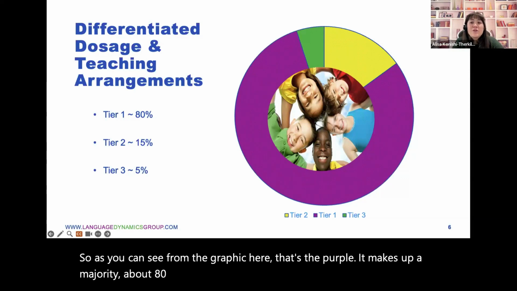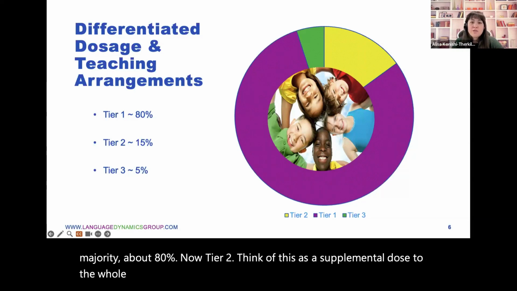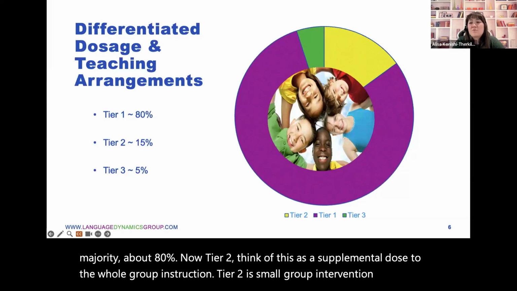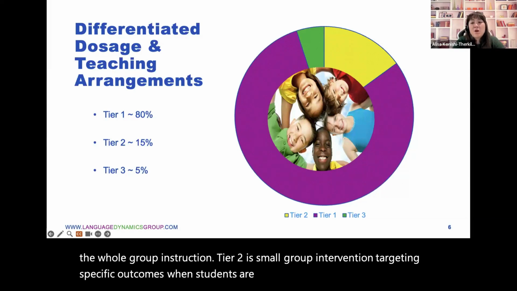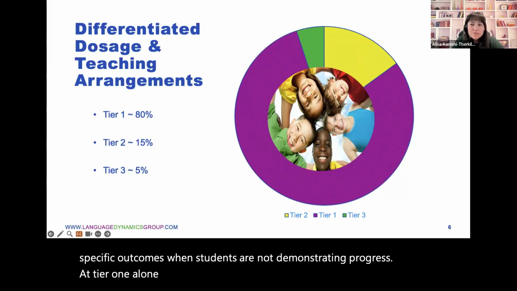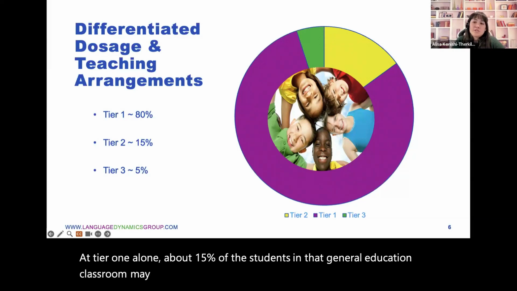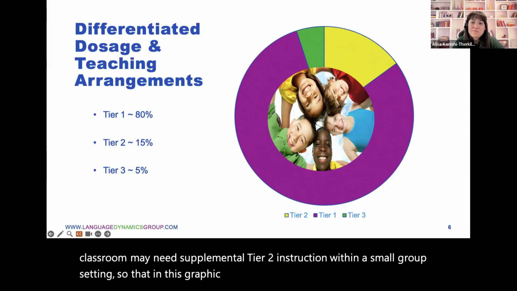Now tier 2, think of this as a supplemental dose to the whole group instruction. Tier 2 is small group intervention targeting specific outcomes when students are not demonstrating progress at tier 1 alone. About 15% of the students in that general education classroom may need supplemental tier 2 instruction within a small group setting. So in this graphic, it is the yellow.